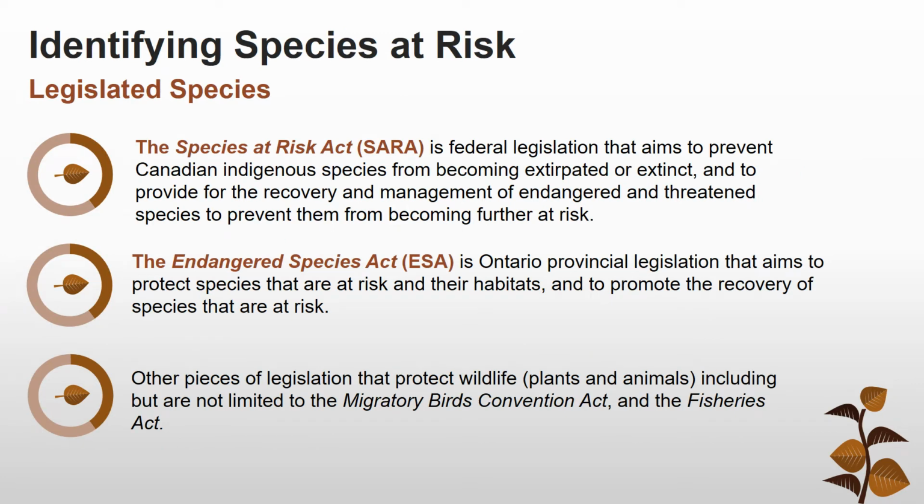It is important to understand that some species have legal protection. Here we call them legislated species. There is federal legislation, such as the Species at Risk Act, that aims to prevent Canadian Indigenous species from becoming extirpated or extinct, and to provide for the recovery and management of endangered and threatened species to prevent them from becoming further at risk. The Endangered Species Act is Ontario provincial legislation that aims to protect species that are at risk and their habitats, and to promote the recovery of species that are at risk.